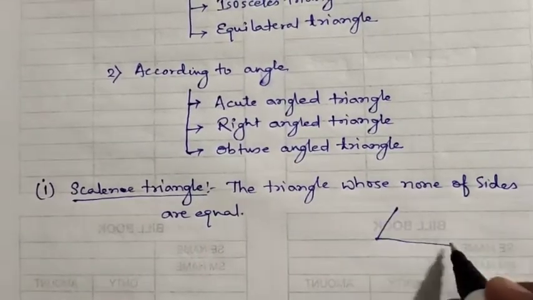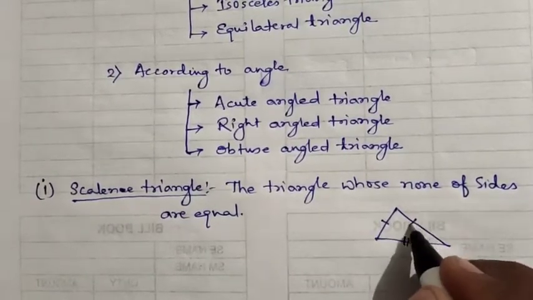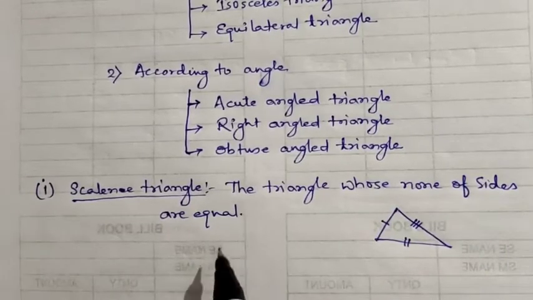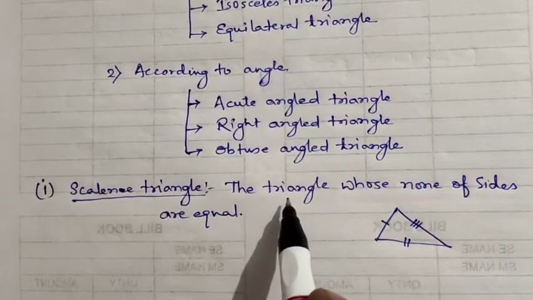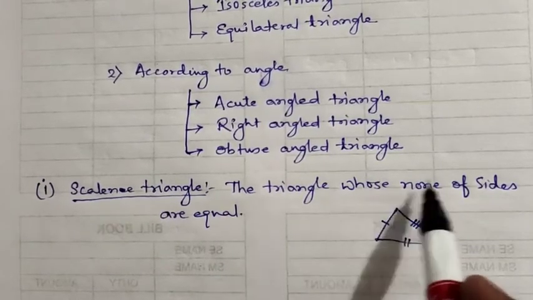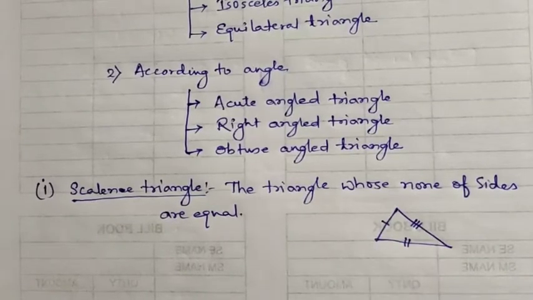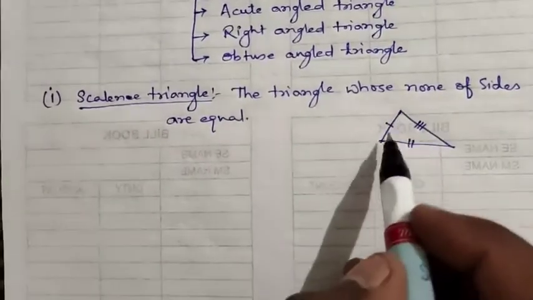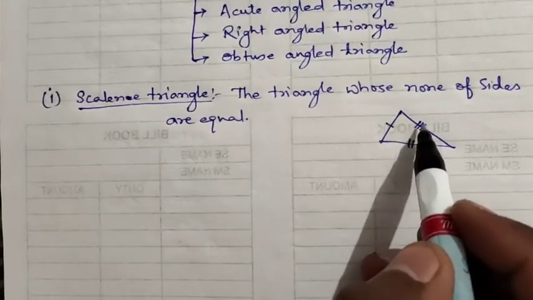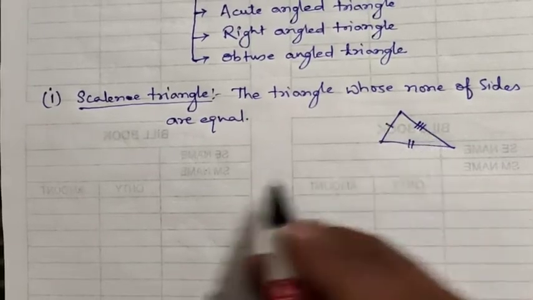Suppose I have made a diagram. Here you can see that all the three sides are unequal. You can say directly that scalene triangles are those triangles whose all three sides are unequal, or whose none of the sides are equal. See here, I have given 1 line, 2 lines, 3 lines. It means that all three are of different size.